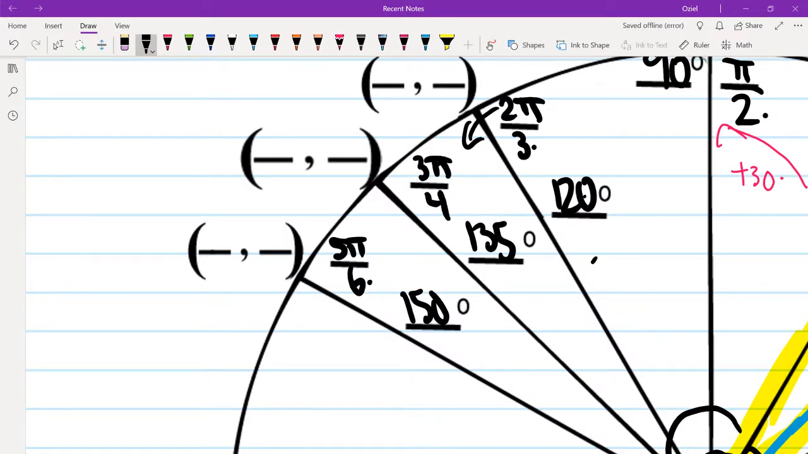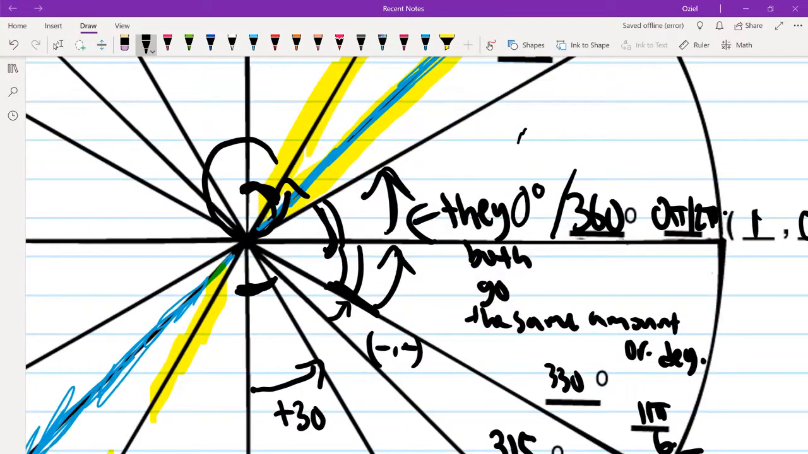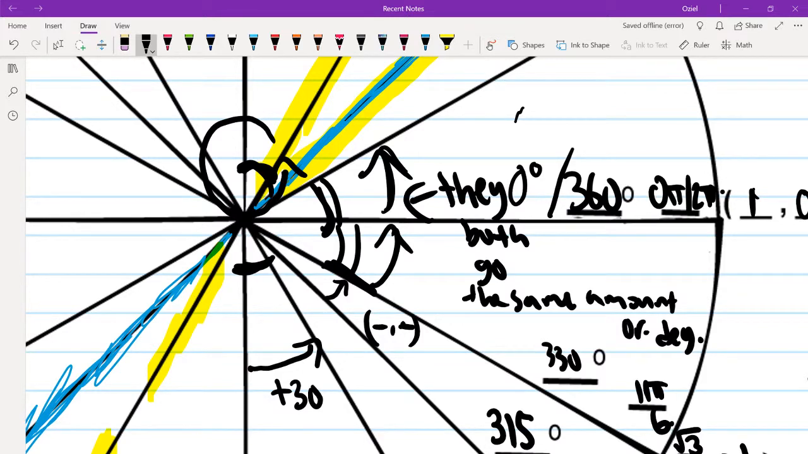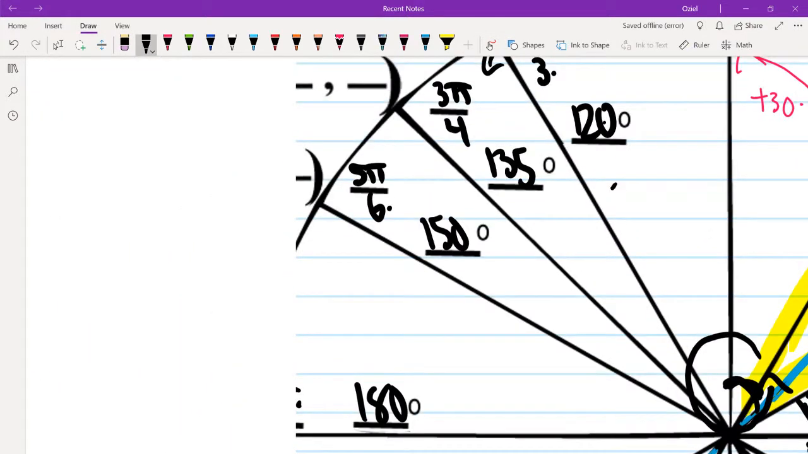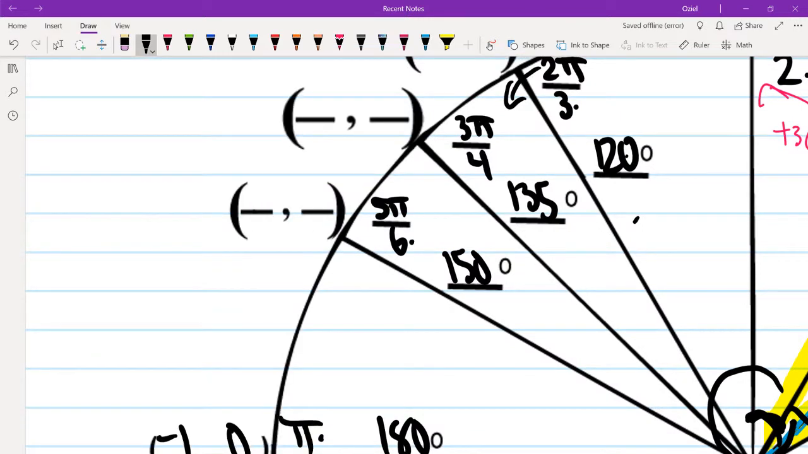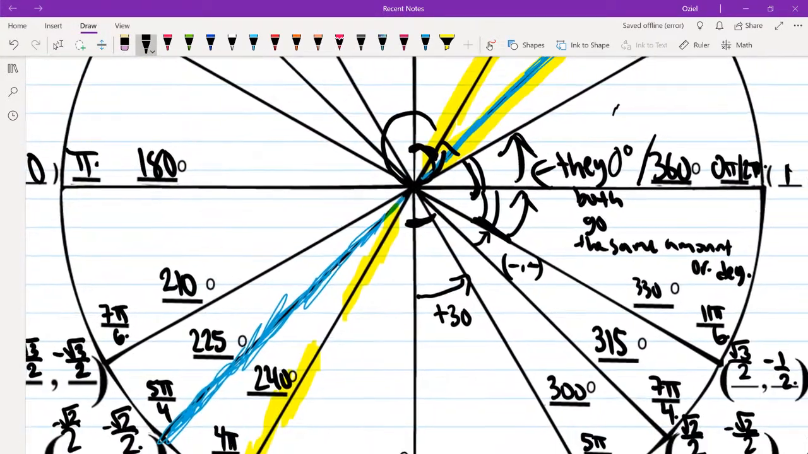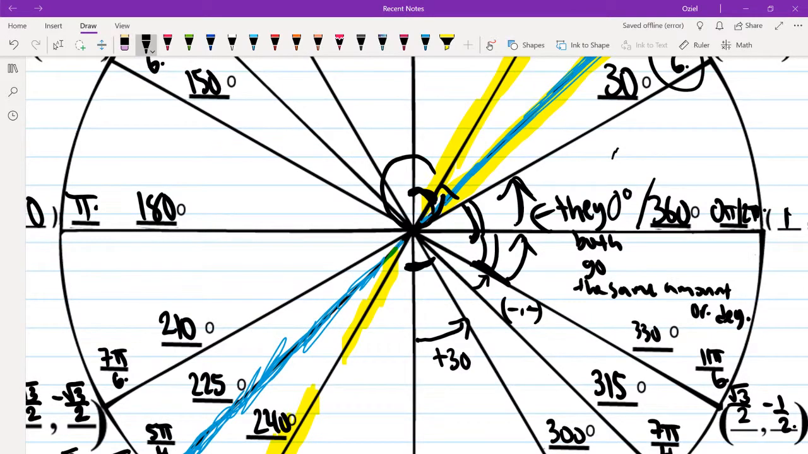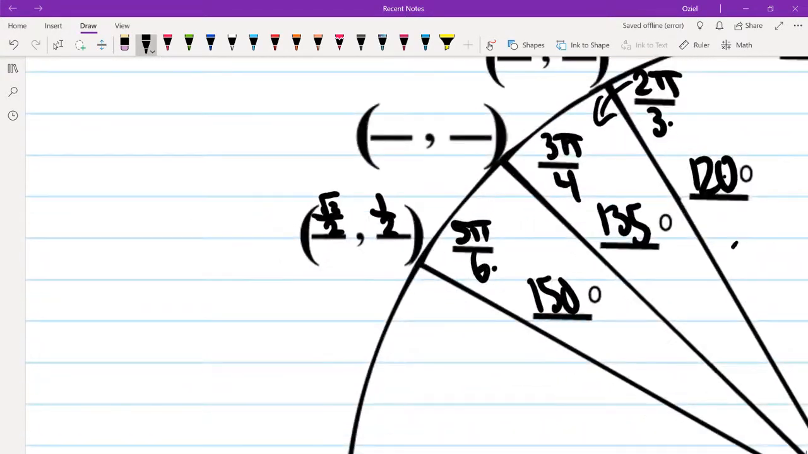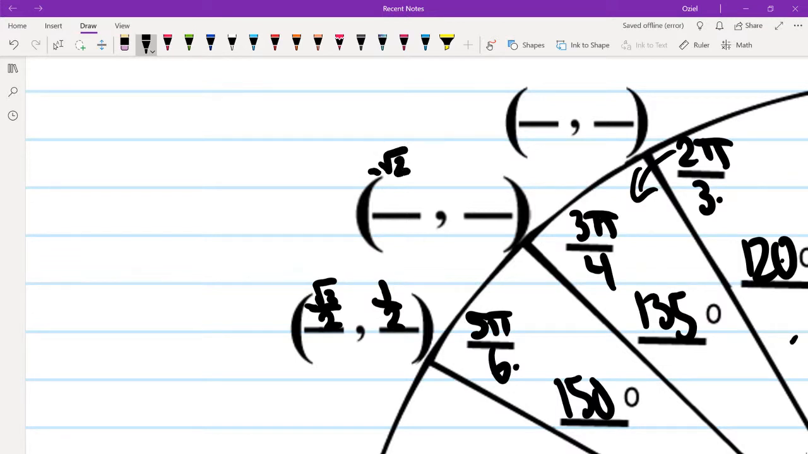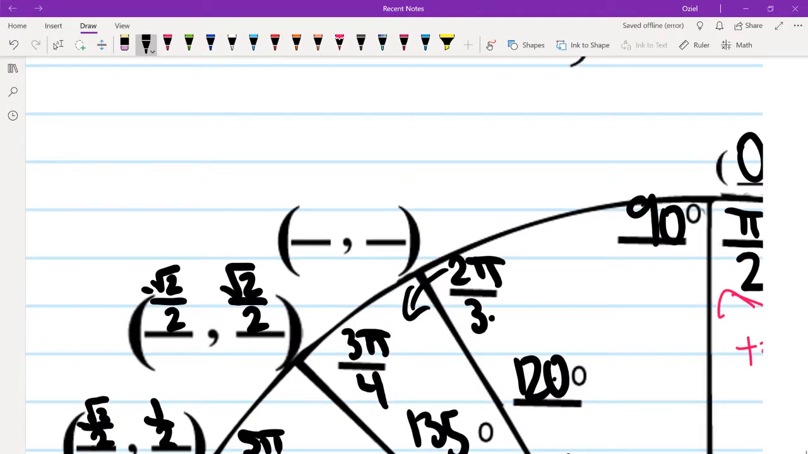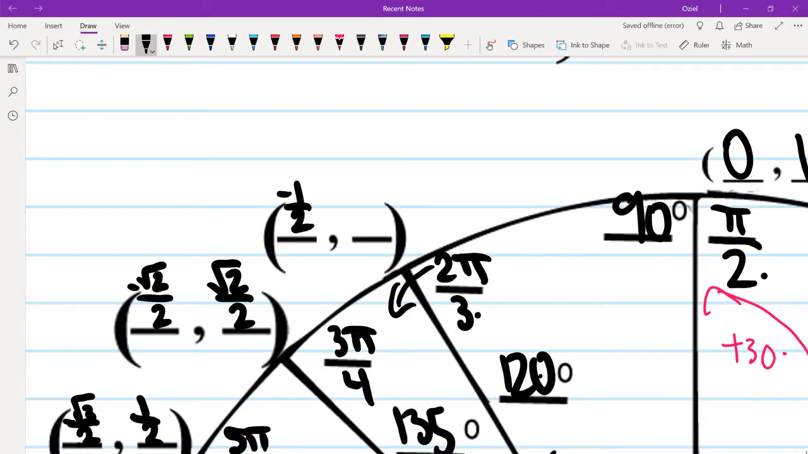And then 5 pi over 6. You would have negative square root of 3 over 2, and then 1/2. And then you would have negative square root of 2 over 2, square root of 2 over 2, and then you would have negative 1/2, square root of 3 over 2.